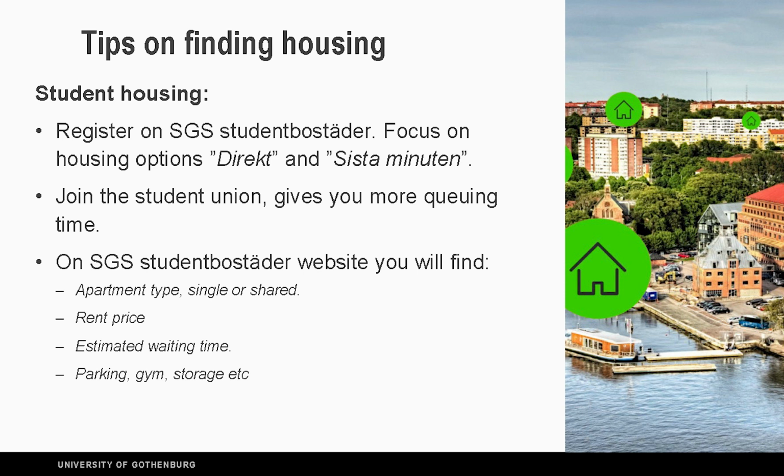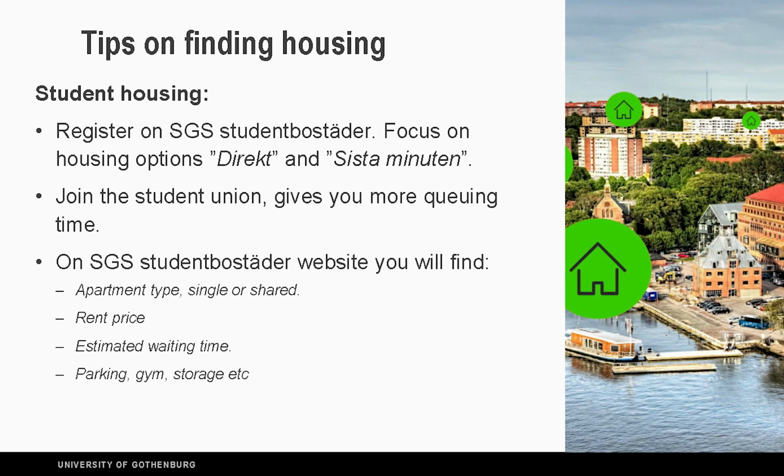And of course, on the SGS website, you'll find all the information about the housing. You will find what type of apartment it is, if it is a single apartment or a room, if it's a shared apartment, what the rent price is, how many queue points you have to have to get that apartment. And also the buildings can offer facilities such as parking, gym and storage, etc. All of that information you can find on the SGS website.